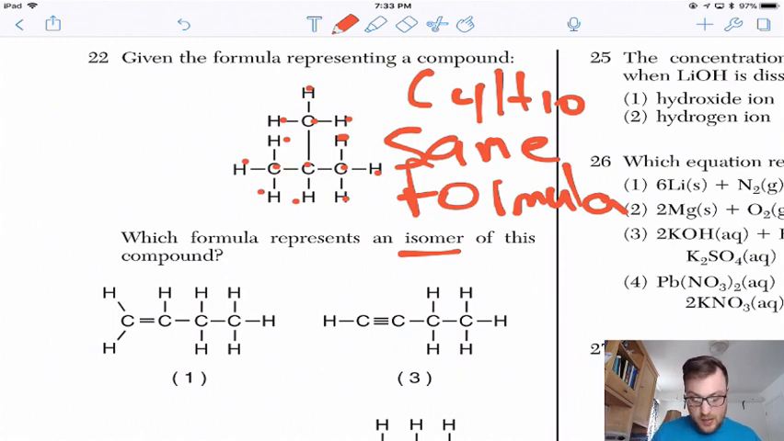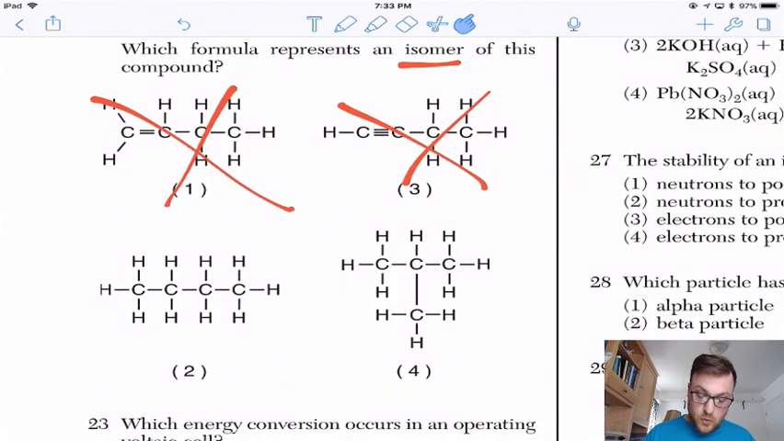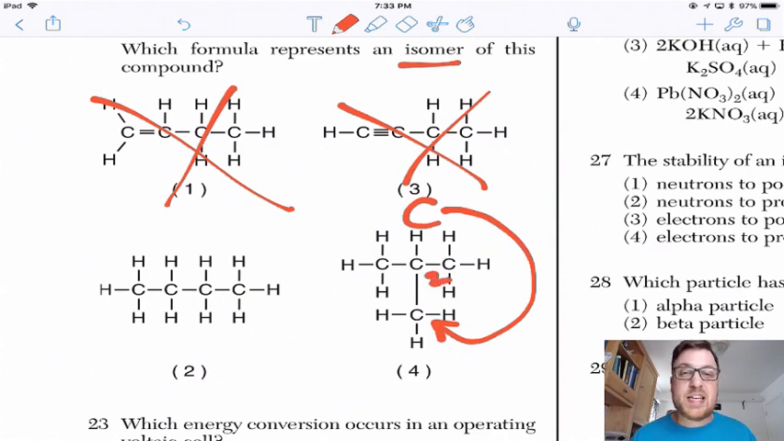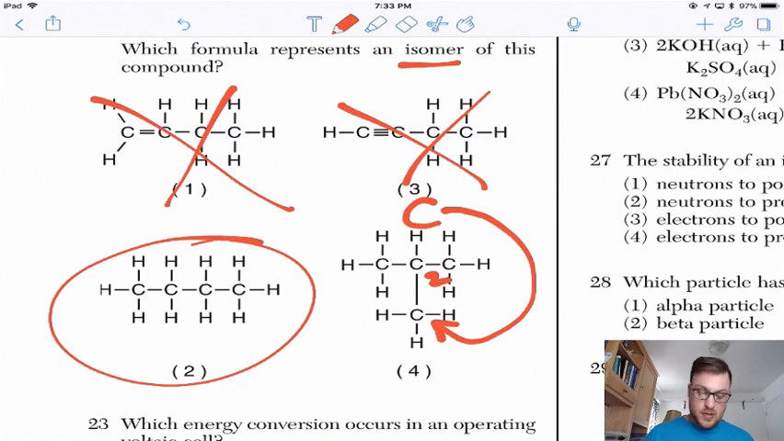Answer choice 1 has a double bond in it. The original formula did not. Nope. Answer choice 3 has a triple bond in it. The original formula did not. No. Answer choice 4 is the same as answer choice 1. They just took the carbon from up here and put it down there. But it's still attached to carbon number 2. It's still attached to the middle, therefore it is the same structure. Answer choice 2, that's a different structure, and it's still C4H10, therefore it's an isomer.